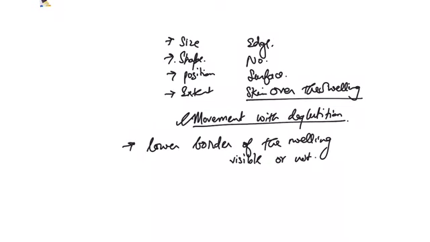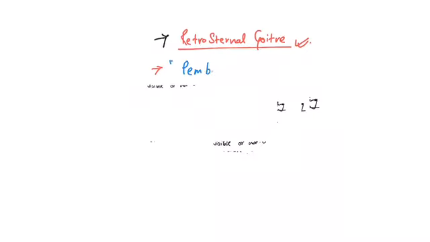Now, why is that important? Because if you're not able to appreciate the lower border of the swelling, you should suspect the presence of a retrosternal goiter. Now, if you're suspecting the swelling to be a retrosternal goiter, I mean you cannot appreciate the lower border of the swelling, you need to perform one more test. Or you can say you need to look for a sign, which is known as Pemberton sign. What is Pemberton sign?